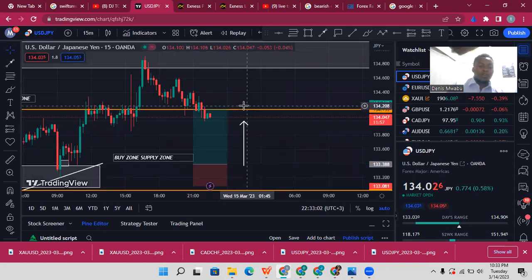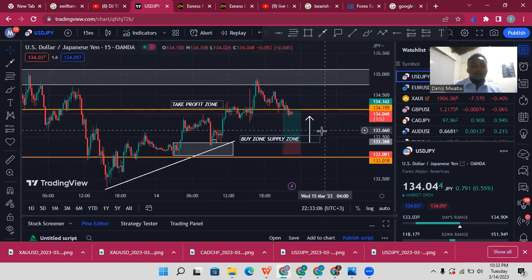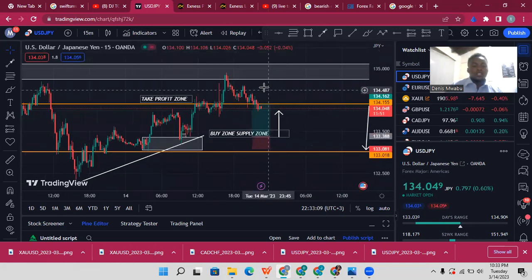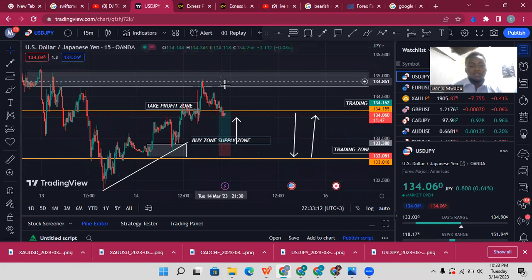So what am I going to be looking at tomorrow? My trading zones tomorrow will be changing. I'll be looking at selling USD JPY. Remember, it has touched this supply zone. This supply zone here is our zone of 618 level for the Fibonacci retracement.